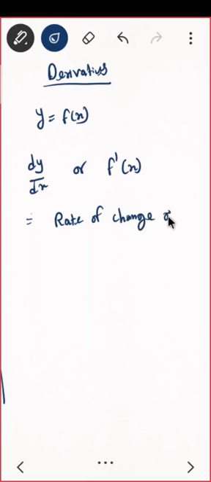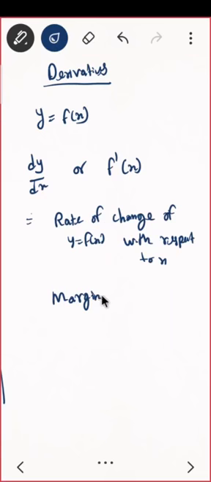Change of y equal to f of x with respect to x. Correct? So whenever the word rate of change appears, understand that the talk is about the derivative. And even later on we will see that wherever the word marginal appears, you just understand that people are talking about the derivative. Marginal cost function, marginal: if the word marginal came, then you need to understand that we are talking about the derivative. Correct? So let us see derivatives of some standard functions.